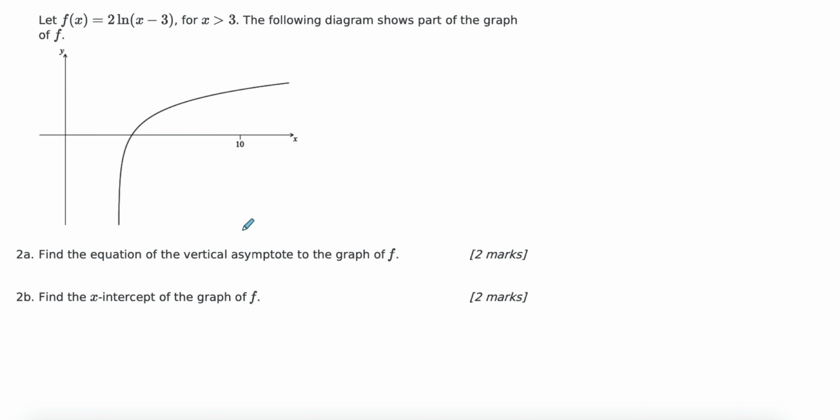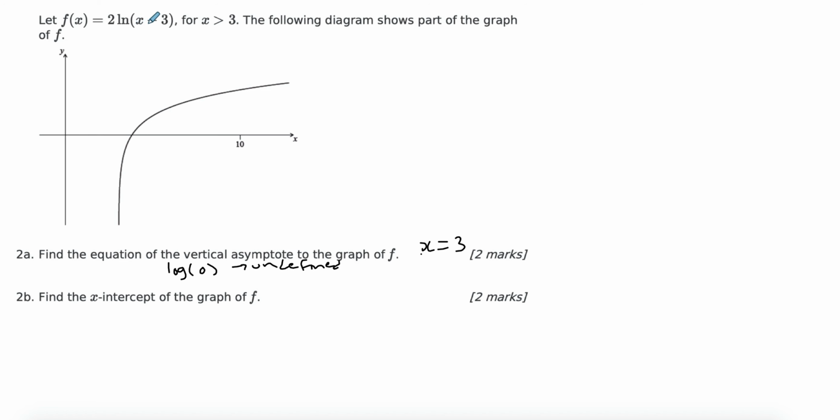This was another log question. So for part A, find the vertical asymptotes. The vertical asymptotes in logs occur when the argument is equal to 0, which is undefined. So remember, your vertical asymptotes are the values that are not allowed in your domain. What's not allowed in the domain is for x to be equal to 3, and it's already kind of giving you a hint. So the vertical asymptote is just going to be x equals 3.